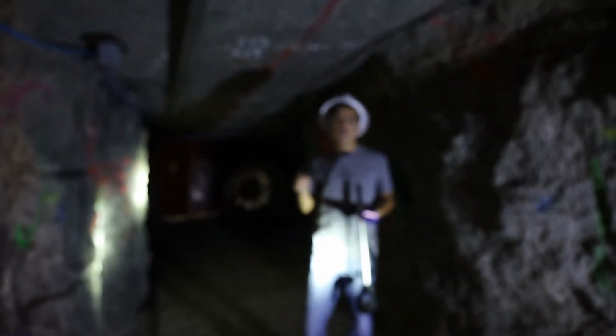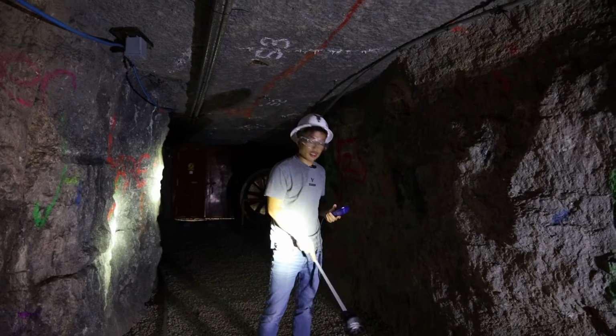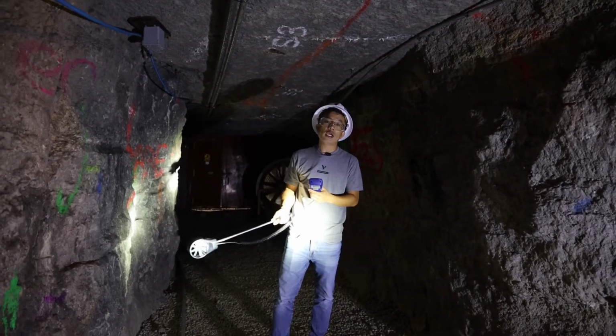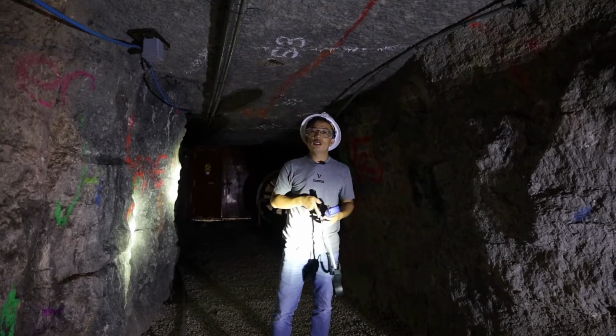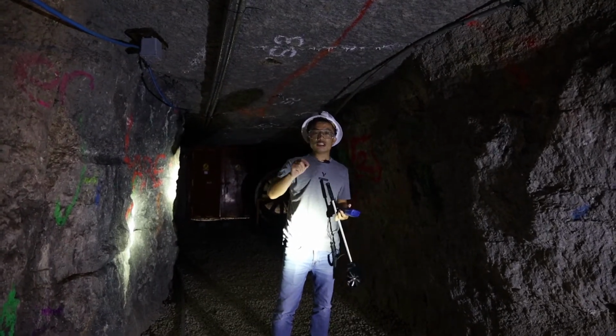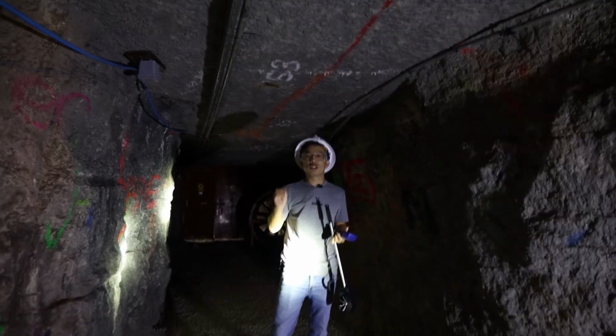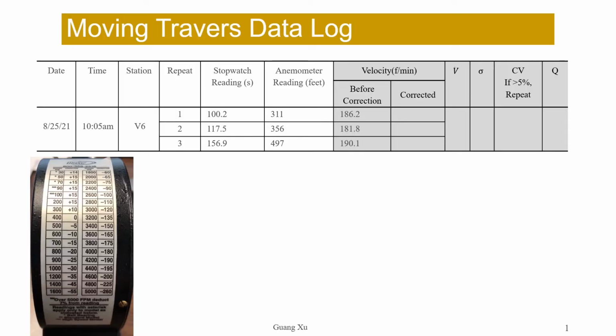With the average velocity, we can then measure the width of the airway and the height of the airway to determine the area. Velocity times the cross-sectional area, we get air quantity. Now I will show you how to log the data for the moving traverse air quantity survey.